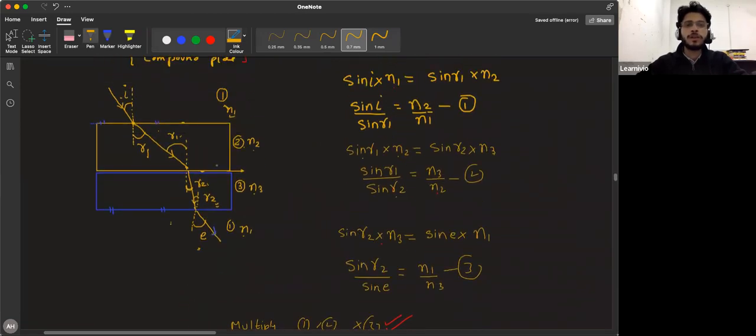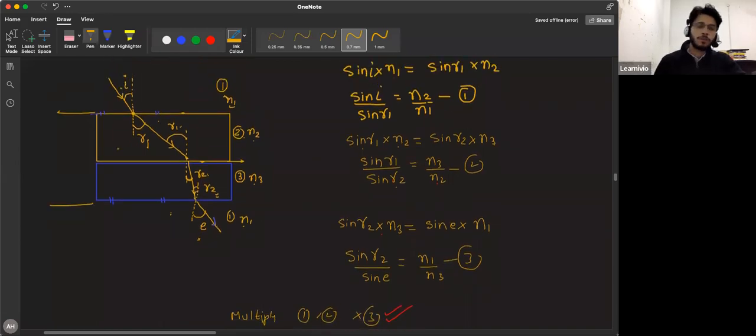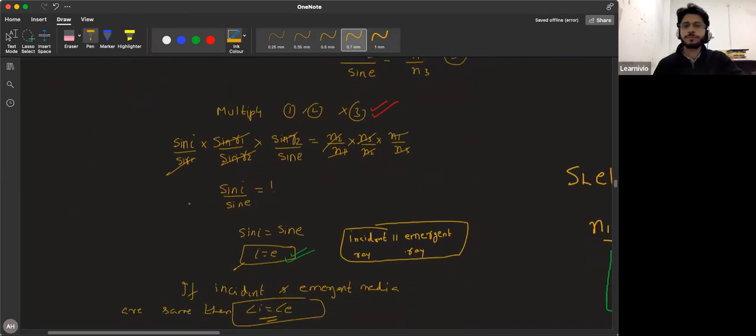I'm saying if incident and emergent media are the same, then I will always be equal to E. But if this incident surface and this emergent surface are parallel, then only the incident ray and emergent ray will be parallel to each other. This surface one and the last surface, if they are parallel, then only the incident ray and emergent ray will be parallel to each other. But if they are not parallel, like if one surface is like this and another surface like this, then I will be equal to E, but the rays will not be parallel.